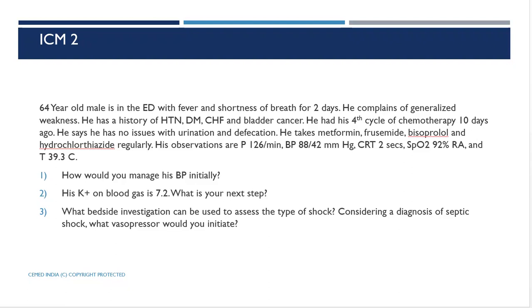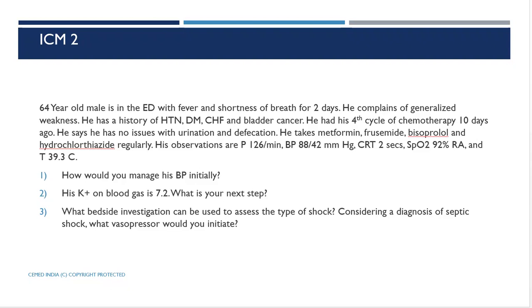Pause the video. Okay. How would you manage his blood pressure initially? So this is a male who's come with shortness of breath, generalized weakness, bladder cancer, chemotherapy, going towards neutropenic sepsis, I guess. What's the temperature? Absolutely. Now it's neutropenic sepsis confirmed. Tachycardia, so septic shock. How would you manage his BP initially? Judicious fluid replacement, 0.9% normal saline up to 30 ml per kg, or you can say 20 ml per kg bolus, and reassess.